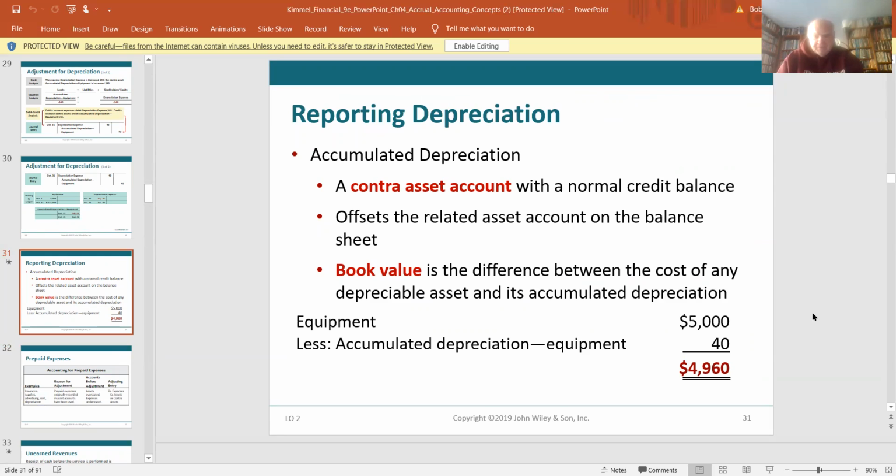You see that $5,000 there, equipment? That is never going to change. You bought an asset for $5,000. That $5,000 is never going to be reduced, okay, unless you sell the asset. But here we're saying we have $5,000, less the accumulated depreciation gives you $4,960. So every month, the accumulated depreciation is going to go up $40 and thus reduce the net book value. And the equipment will remain at $5,000.